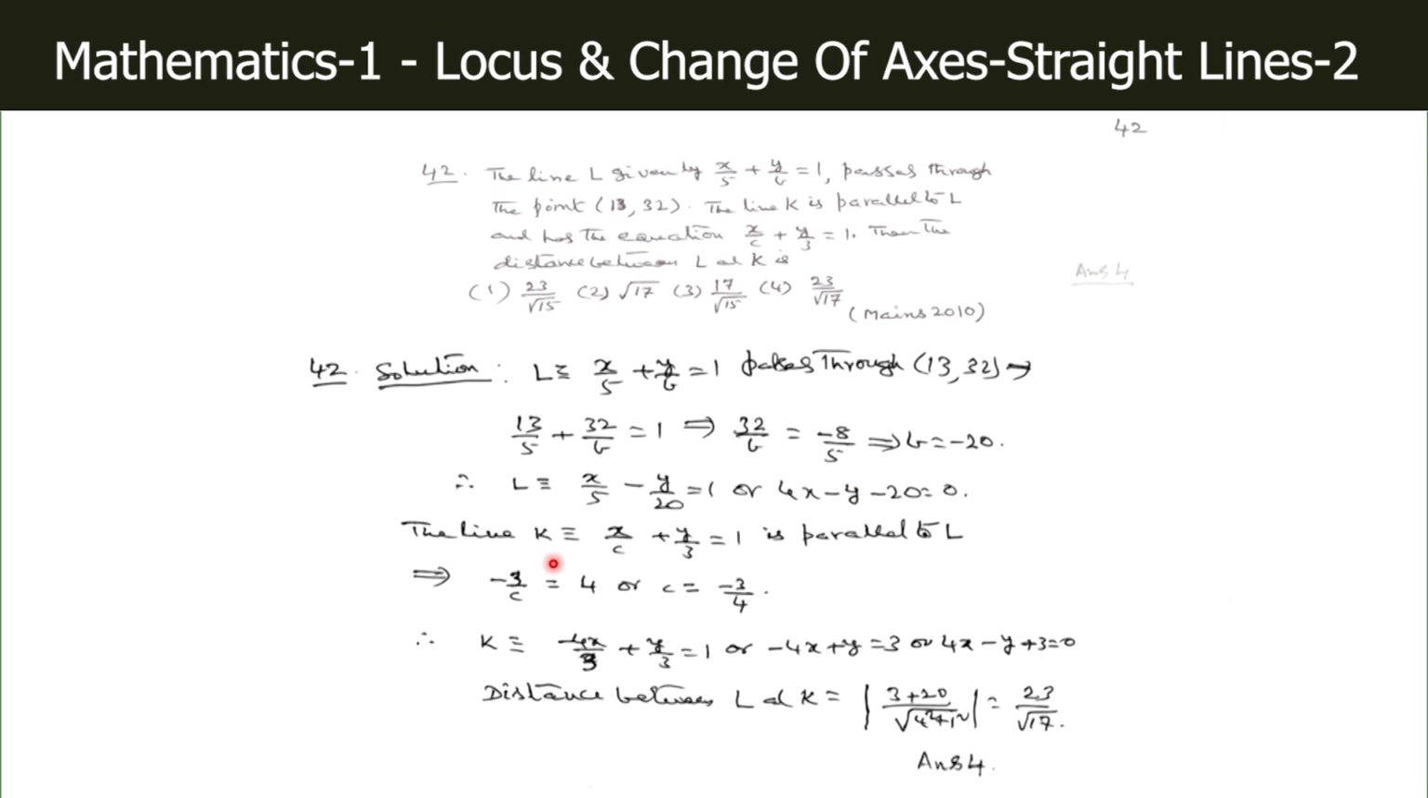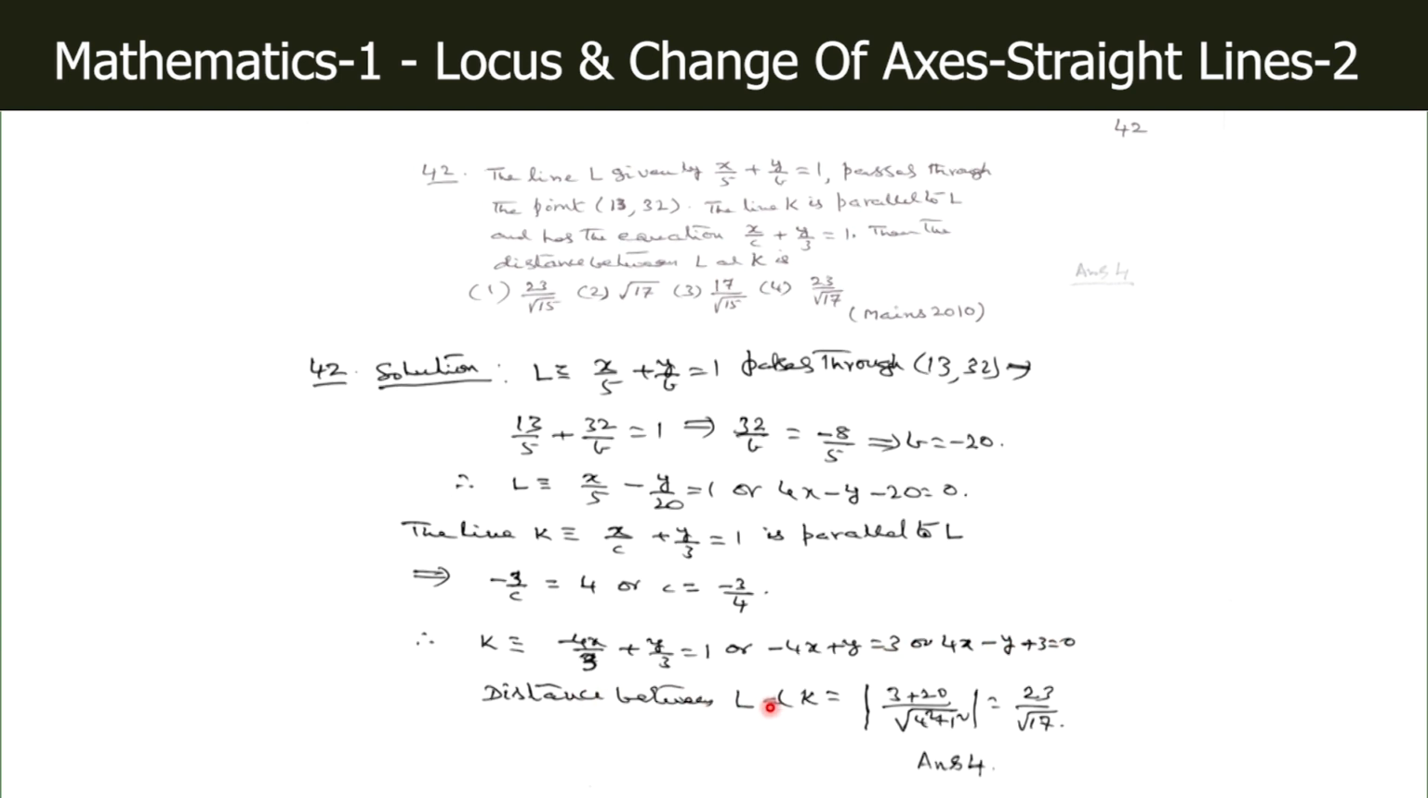The line K, x/c + y/3 = 1, is parallel to L. So, therefore, it must have the same slope as L. So, therefore, -3/c = 4, or c = -3/4. So, K is x/(-3/4) + y/3 = 1, or -4x/3 + y/3 = 1, or -4x + y = 3, or 4x - y + 3 = 0.